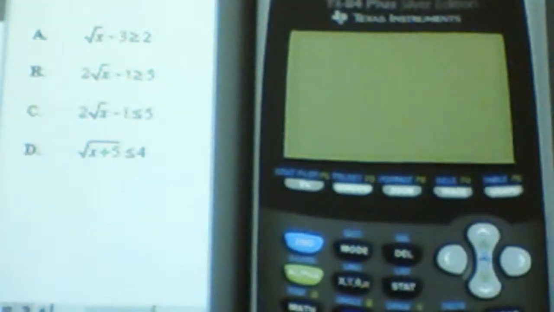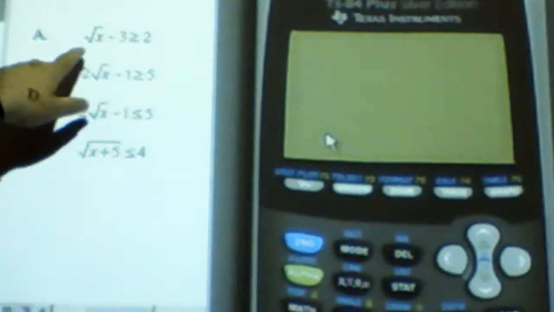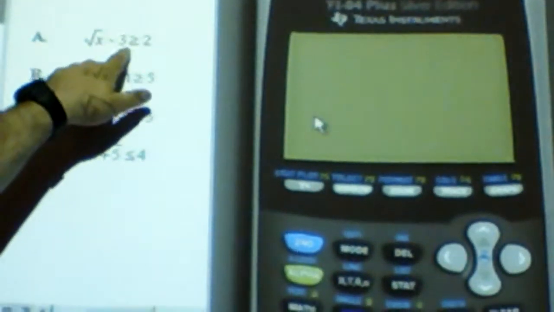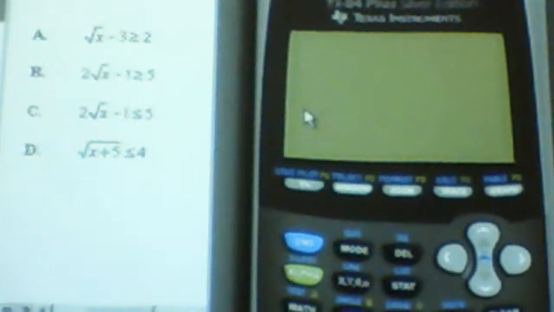Okay, today what we're going to do is record a video about solving radical expressions using a calculator and defining their domains and ranges. Okay, so the problem here is the square root of x minus 3 is greater than or equal to 2.